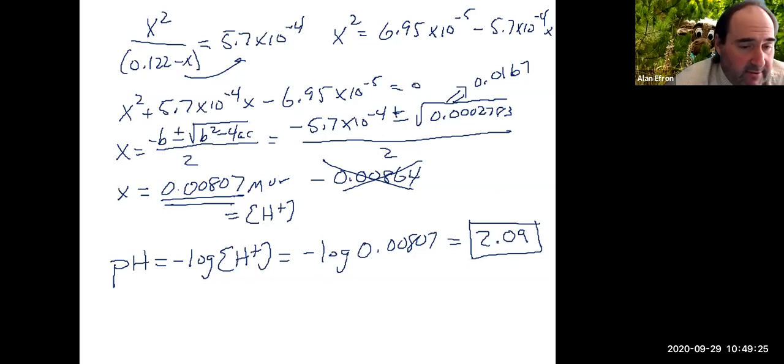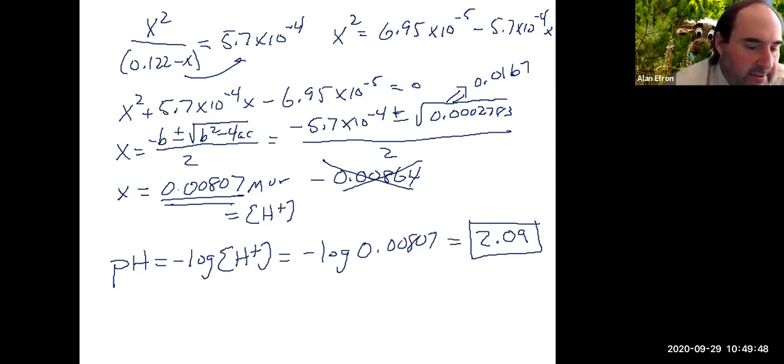If you did the assumption or not, it was only a 6% difference, so it's right there in that kind of grayish area. But you definitely should solve it using the quadratic formula here based on the 5% rule. Also, it makes sense since this is an acid, a pH of 2.09 is acidic. So that all works out okay.